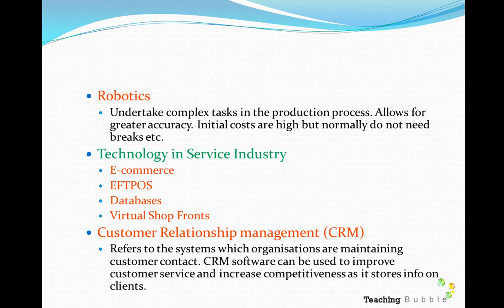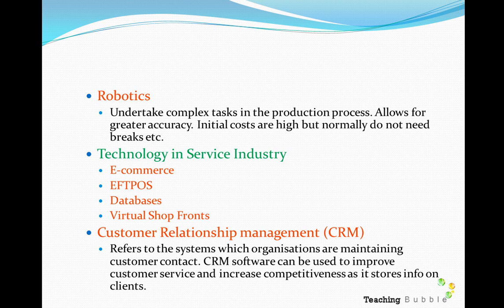Robotics is one of the most common types, especially these days. It allows for great accuracy. Initial costs are high, and it's the same with a lot of these technologies. That's one of the drawbacks, that the initial cost is quite expensive, but they don't need to take breaks. They can continue to run 24 hours a day. They will break down, and that's another drawback. But overall, they're faster and more efficient than humans normally are.